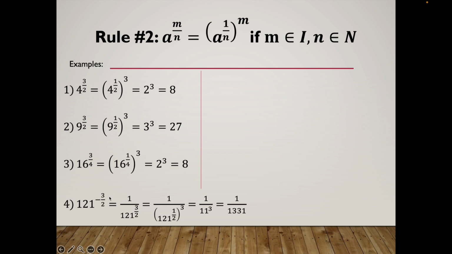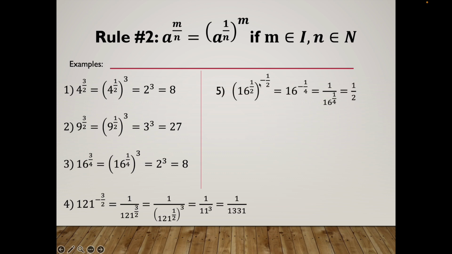In this case, dealing with a negative exponent, you need to remember to change its position to the denominator to make it positive, which is what I did here. Then I removed my 3 on the outside. I square rooted because it's to the power of 1/2, 121, which gives me 11. And then I do 11 to the power of 3, which is 1,331.